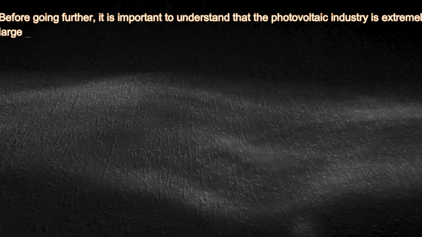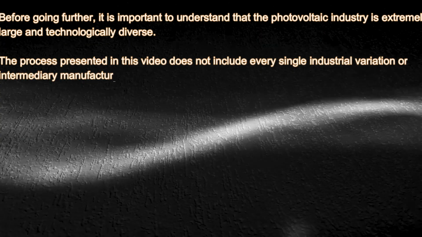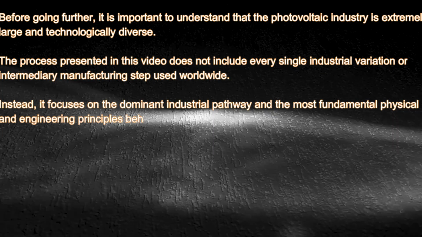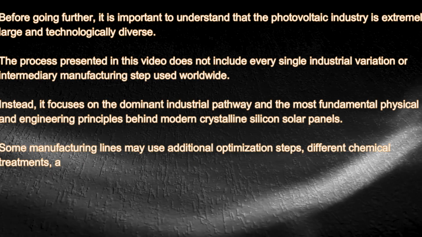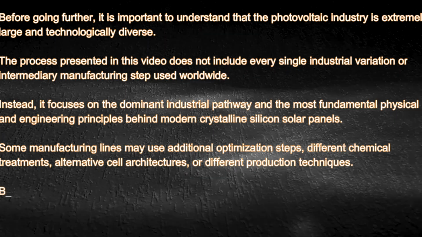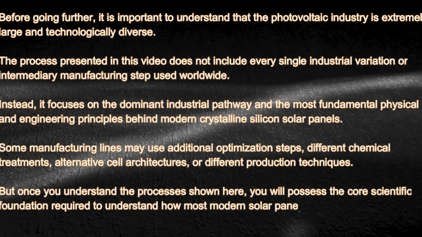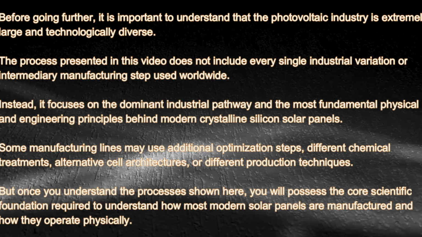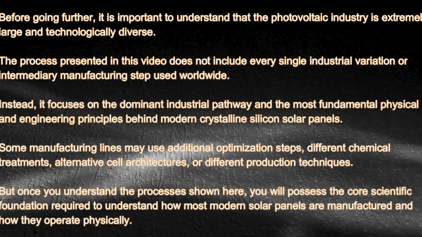Before going further, it is important to understand that the photovoltaic industry is extremely large and technologically diverse. The process presented in this video does not include every single industrial variation or intermediary manufacturing step used worldwide. Instead, it focuses on the dominant industrial pathway and the most fundamental physical and engineering principles behind monocrystalline silicon solar panels. Some manufacturing lines may use additional optimization steps, different chemical treatments, alternative cell architectures, and different production techniques. But once you understand the process shown here, you will possess the core scientific foundation required to understand how most modern solar panels are manufactured and how they operate physically.